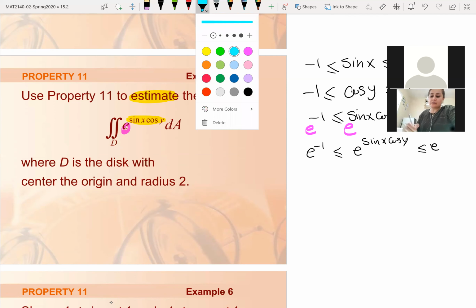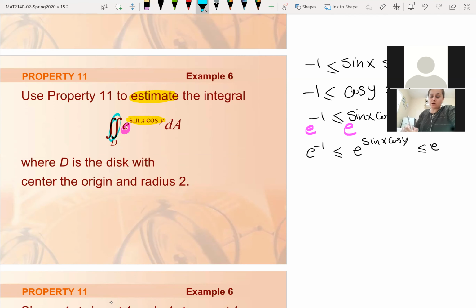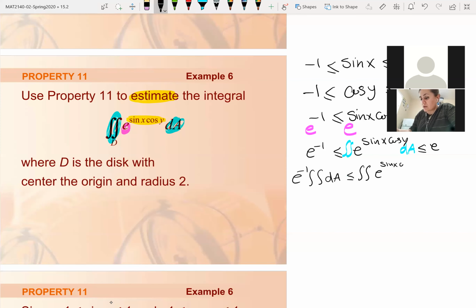And then this is the goal, to get the double integration, right? So I'm going to add that goal, meaning I just double integrate all sides. So I'll do e to the -1, which is a constant, double integration of dA, and then this is e to the sine x cosine y dA, and this is going to be e dA, okay?